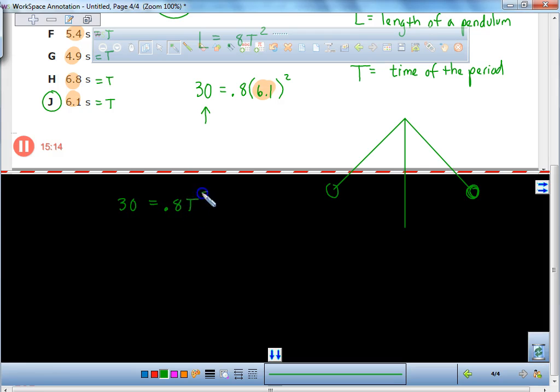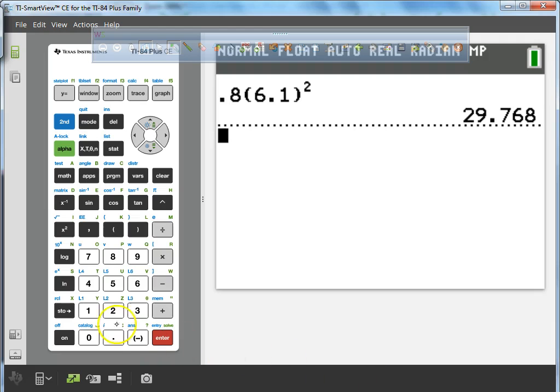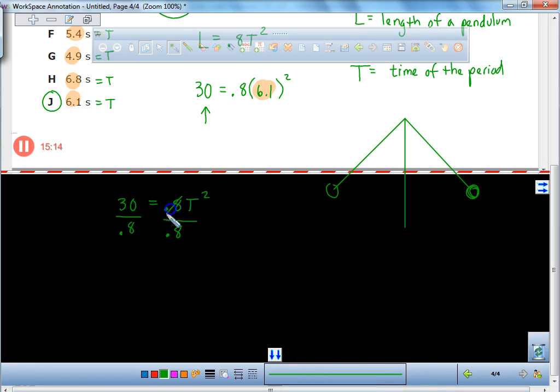Here we go. The very first thing that you would do if you're trying to solve this equation without having multiple choice answers is you would have to divide both sides by 8/10, which is this 0.8. So you divide both sides by 8/10. So in the calculator, just do 30 divided by 0.8. And what do you get? 37.5. So these cancel out. You're left with 37.5 equals T squared.